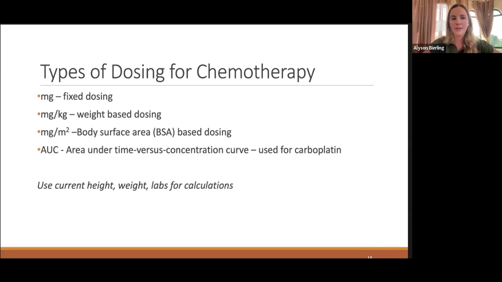And just to note, we want to make sure that we're using the current height, weight, and labs for the calculations that we're doing. We don't want to use a height from a month ago or labs from 2 weeks ago. When we're doing these calculations, we want to make sure we're using up to date values.